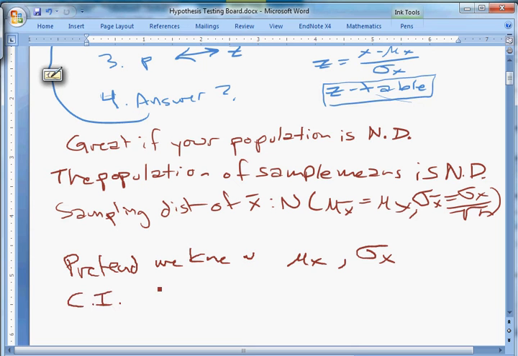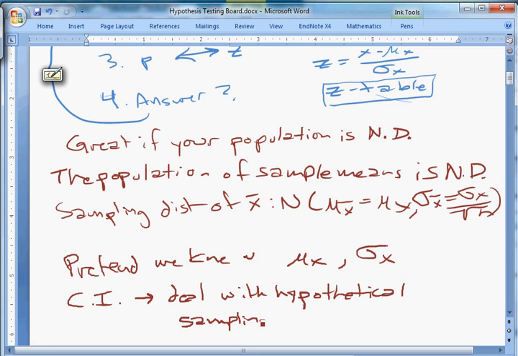And when we moved to confidence intervals, not explicitly, we started dealing with hypothetical sampling distributions. We had a weirdly high one and a weirdly low one. And what we were looking at was which values for the population mean would give us x bars that looked odd in one direction or the other. So those were dealing with hypothetical sampling distributions.